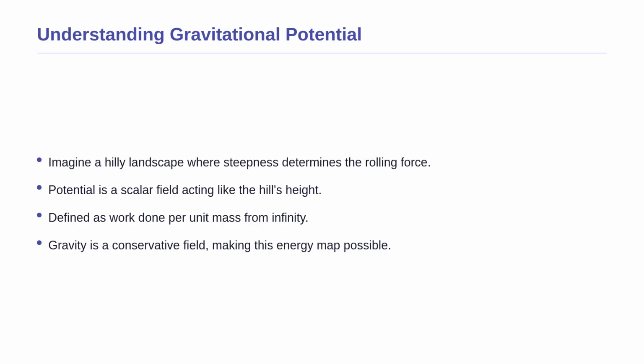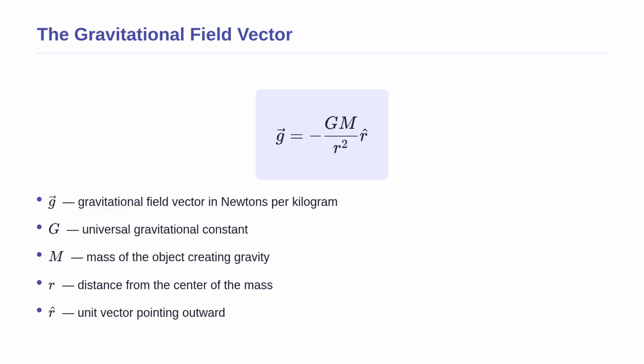It is a scalar field, meaning it assigns a single simple number to every point in space. Formally, it is the work done per unit mass to bring an object from infinitely far away. Because gravity is a conservative field, the path taken does not matter, allowing us to map complex forces with simple energy levels. Before we can map the potential, we must start with Sir Isaac Newton's famous law of universal gravitation.